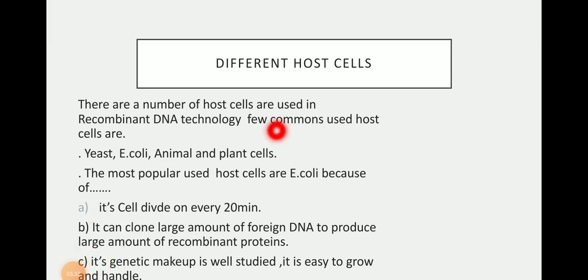So let us see the points which I just discussed with you. It is underlined with the marker. You can see that in recombinant DNA technology, a few commonly used host cells are yeast, Escherichia coli, animal and plant cells. These are the features which we have discussed now.